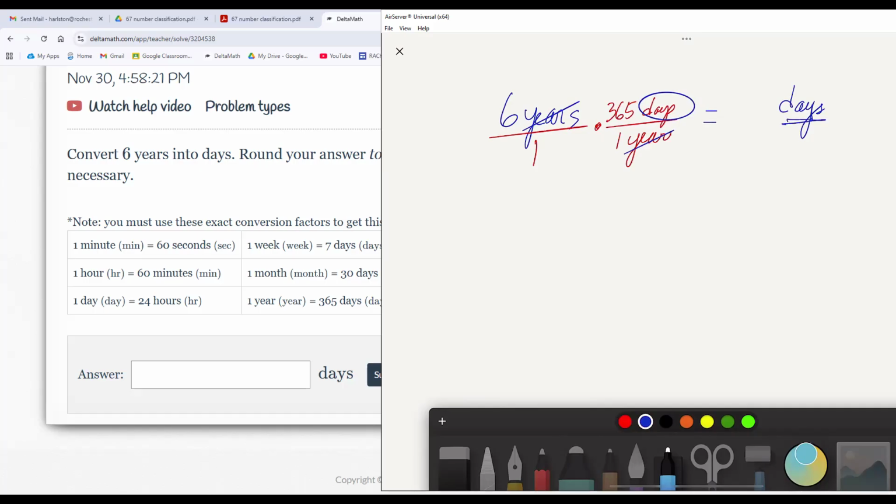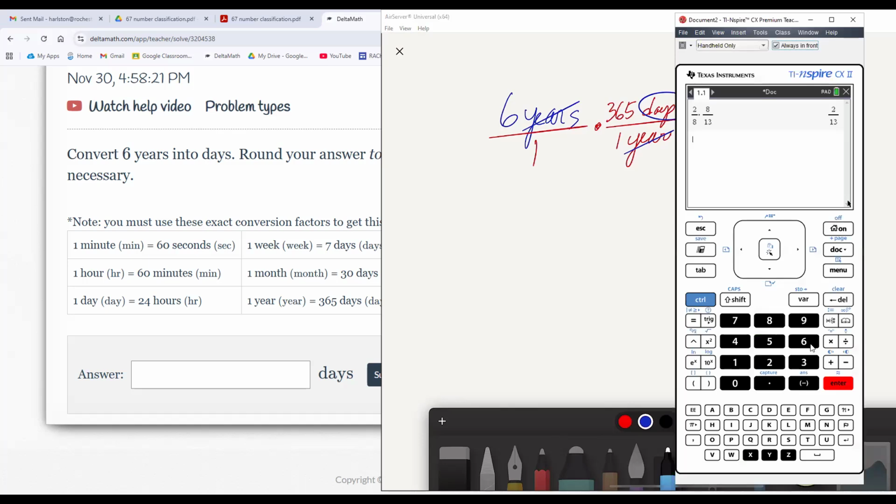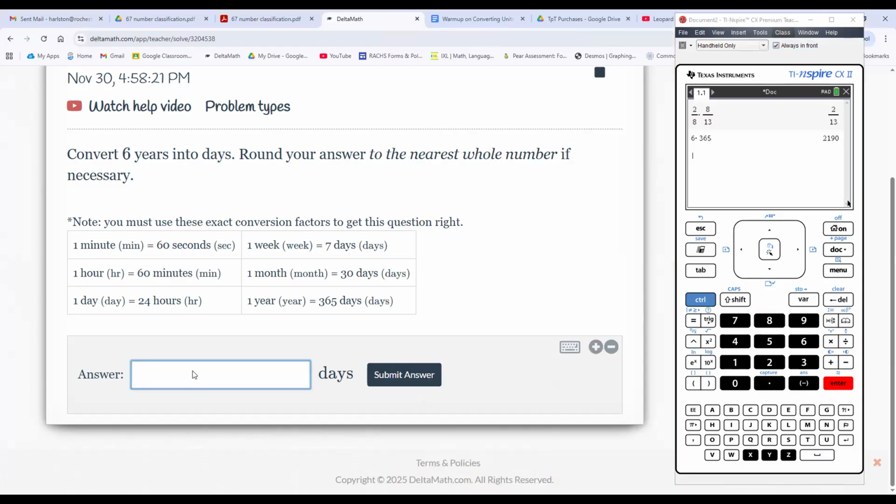So all we're going to do now is just multiply 6 times 365. So if I get my calculator real quick and do that, this is going to be 6 times 365, which is 2,190. So I have to just go back to DeltaMath, and I'm just going to put 2,190, and then we're done.